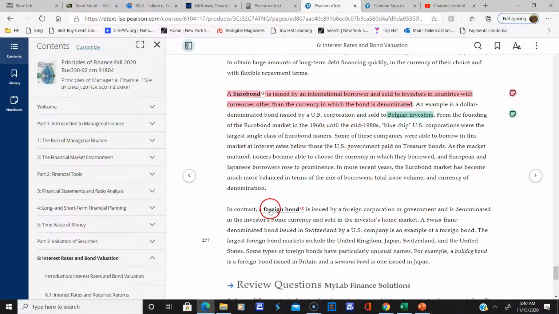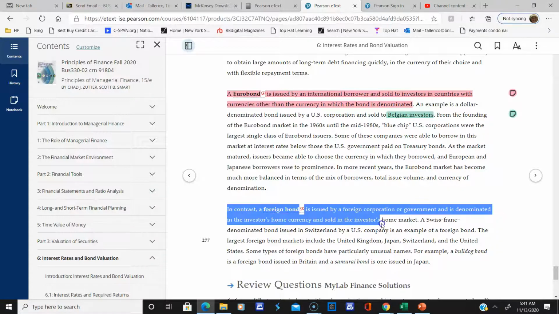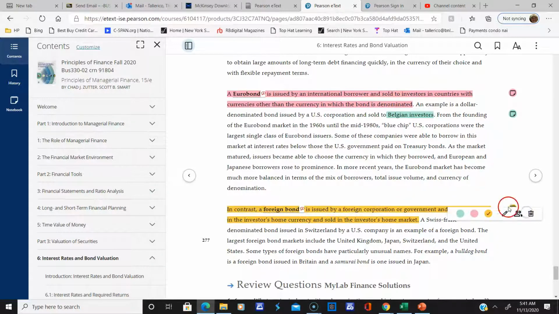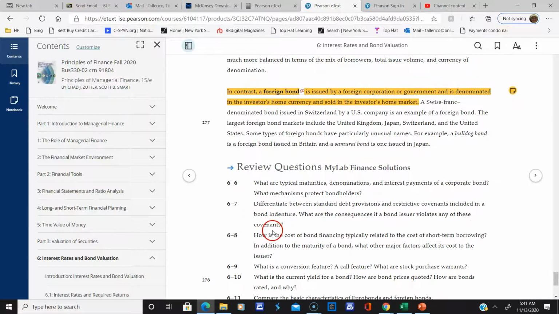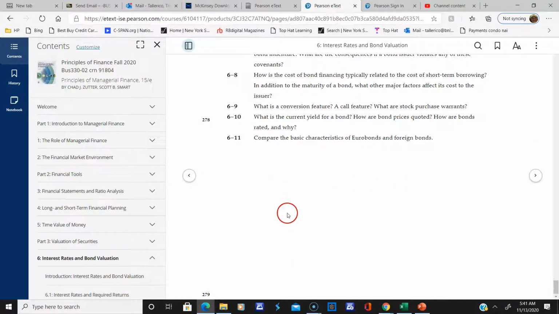Okay, and then there's another term called a foreign bond, and that's issued by a foreign corporation or government and is denominated in the investor's home currency and sold in the investor's home market. Okay, so just be aware of these different types of bonds, okay? So that's it for that. So here's some nice review questions. Again, you should go over those on your own.